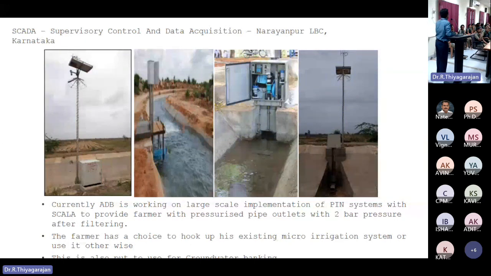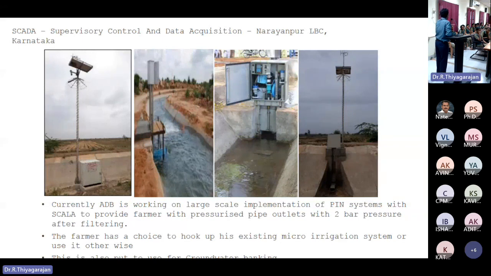So for instance, there is a 1,25,000 hectare command. It is being divided into 1 hectare plots. And each plot is provided with a pipeline with 2 bar pressure. You have the liberty to use your own existing micro irrigation system. Just remove it and hook it onto your pressurized system, and the water that is provided to you is filtered. So you don't need to have your own filtration systems. Now this is going to be the future of irrigation in India.